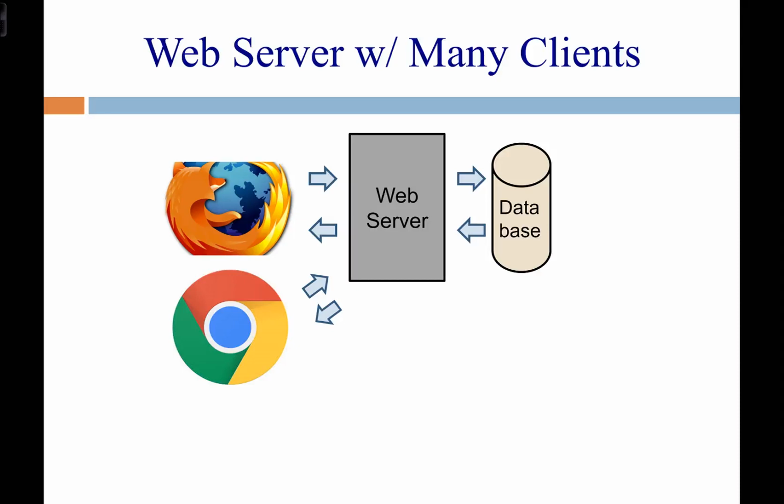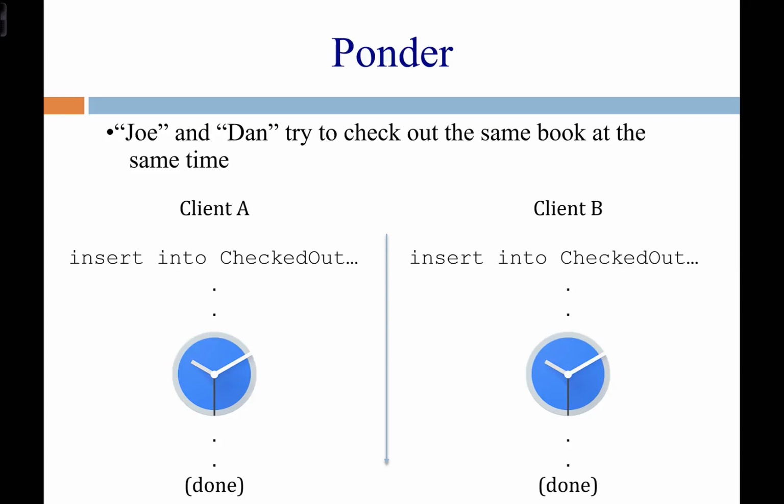So let's take a look at a little example in the context of the library web server. Let's say two patrons are connected at the same time. So the web server is going to have two threads or two processes running to handle each of those clients. And let's say they both try to check out the same book at the same time. And I don't just mean a book with the same title, I mean the actual same physical copy with the same serial number. So two threads running on the web server.